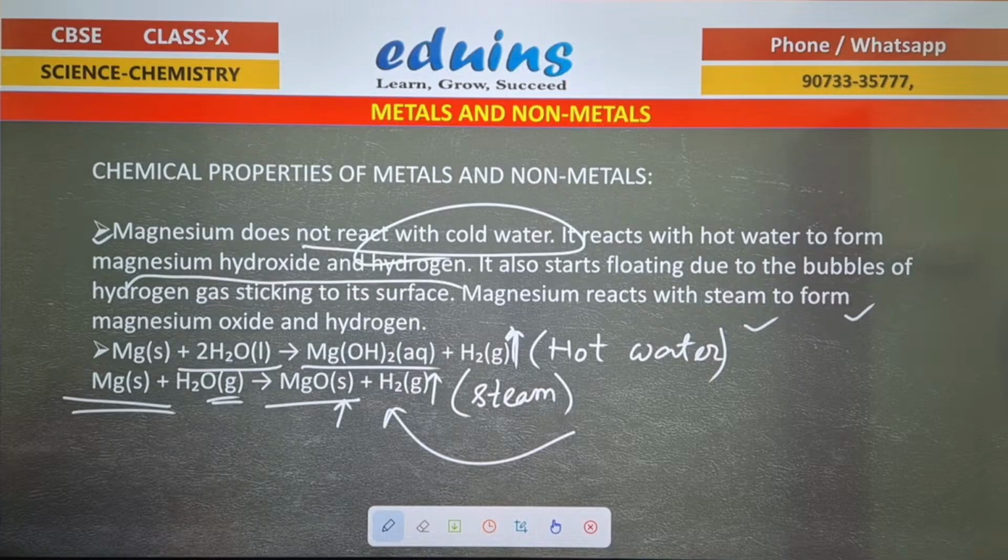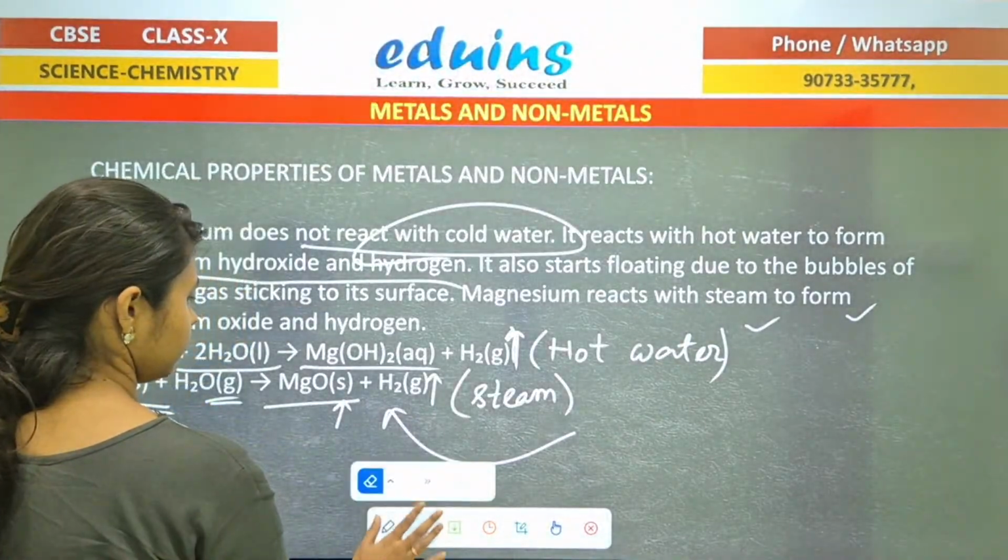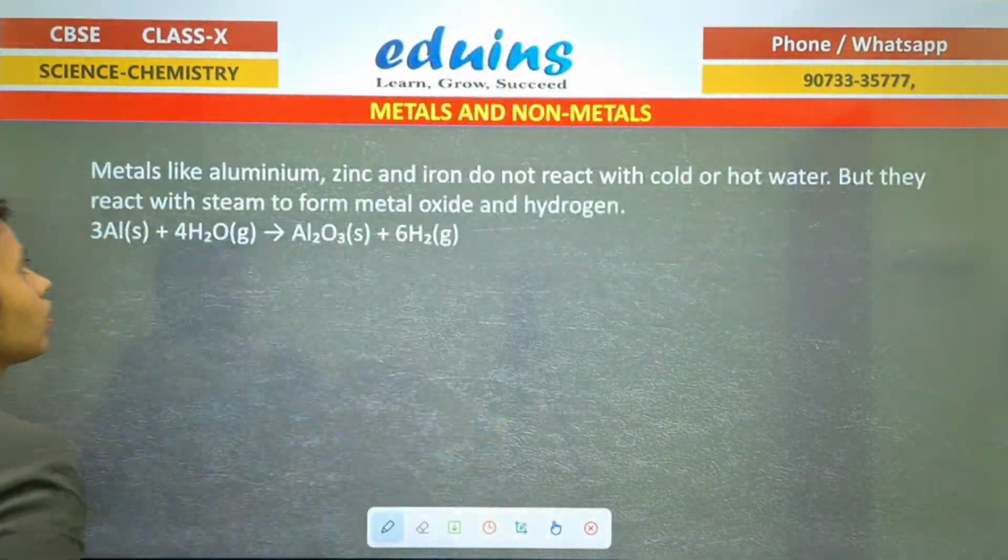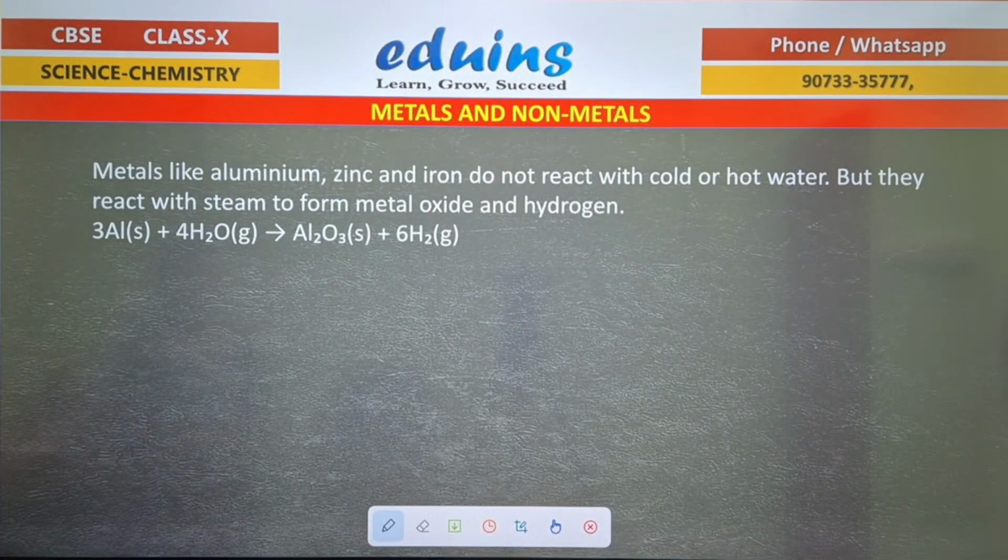So now the next. Metals like aluminium, zinc and iron do not react with cold or hot water, but they react with steam to form metal oxide and hydrogen.